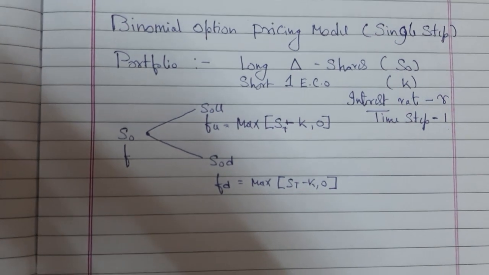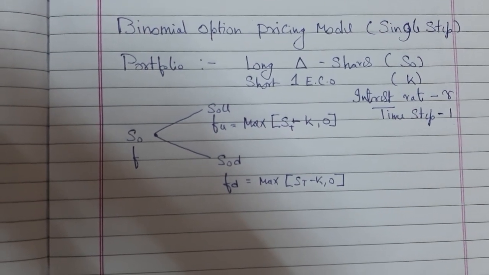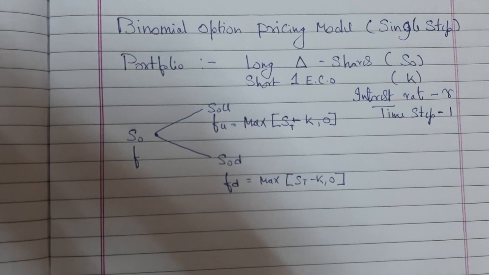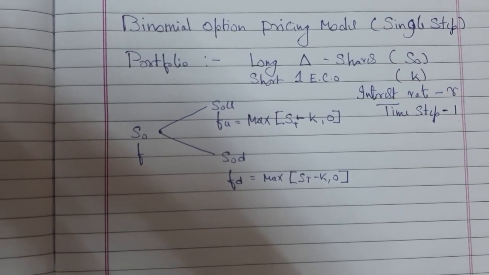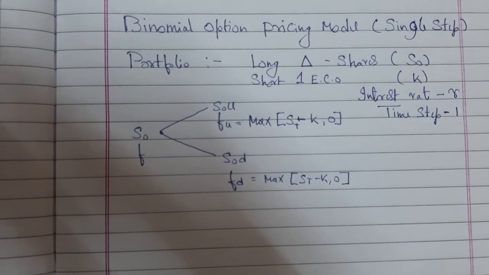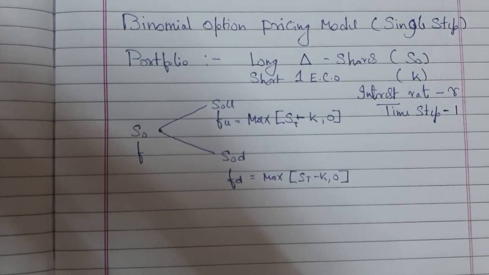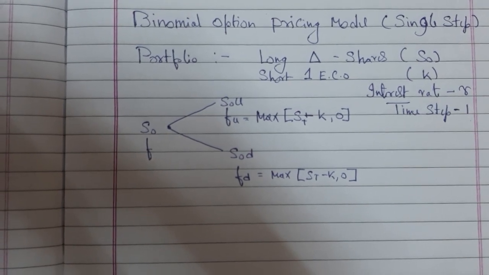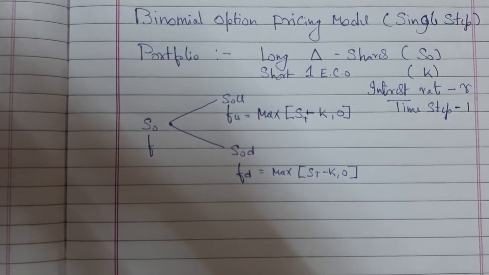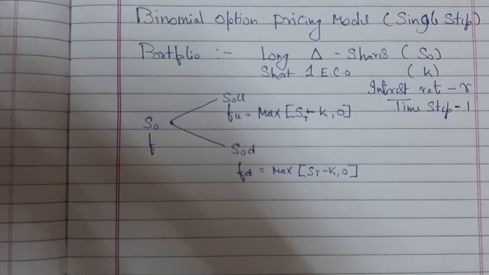Hello everyone. Today we are going to derive the formula for the binomial pricing model, single step. In the last session we discussed how to calculate the value of a European call option using the binomial option pricing model. Today we are going to generalize the formula that we had determined in the last session.